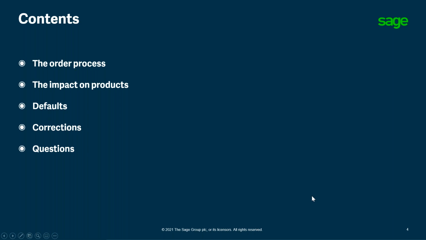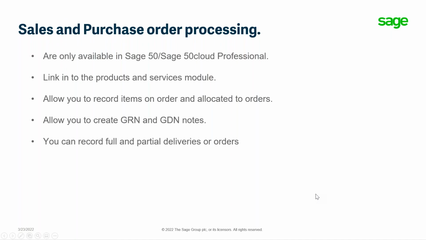So first of all, let's have a look at the order process itself. Sales and purchase order processing is a feature of your Sage software if you're using Sage 50 or Sage 50 Cloud Professional. It's not available in all versions, it's just in the Professional version. If you're finding that you don't have the particular feature that you're looking for, go and have a look at what version you're using. If you're using Standard or Essentials, you won't have this feature, but it might be something that you may want to upgrade for. And it does link into the products and services module.